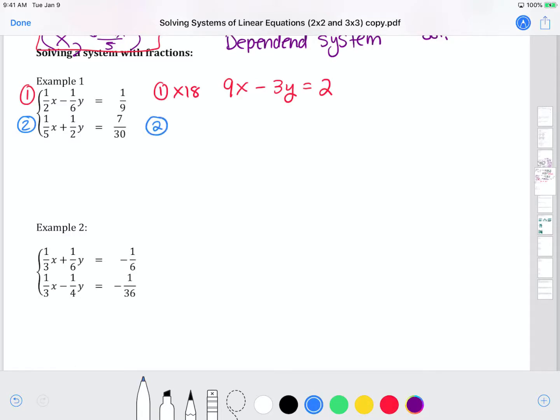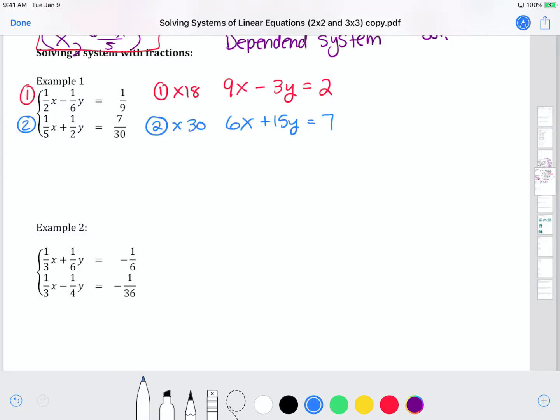So now let's look at equation 2. If I look, 5, 2, and 30 are all in my denominator, and I can use 30 to clear all of those. So I'm going to multiply equation 2 by 30. When I take 1/5 x times 30, that's going to give me a 6x. When I take 1/2 y times 30, that's going to give me a 15y. And when I take 7 over 30 times 30, that's going to leave me with just 7. So now I have these two new equations with the fractions cleared, which will make it so much easier.